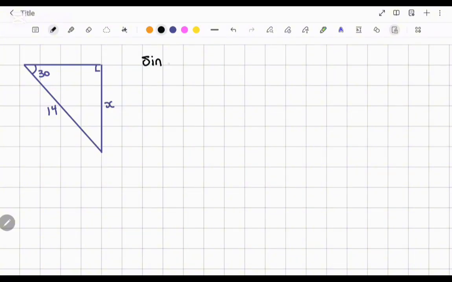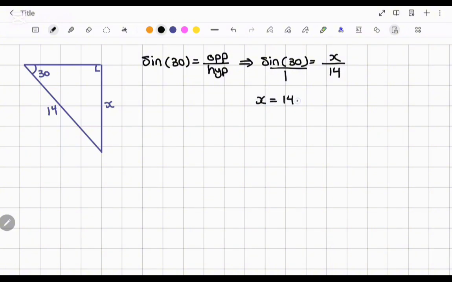So which formula contains opposite and hypotenuse at the same time? It's sine. So sine of 30 is equal to opposite over the hypotenuse. So it's going to be sine of 30 is equal to x over 14. In order to find this, you will do crisscross. So x is equal to 14 times sine of 30 degrees, okay? This is degrees. You will put this in your calculator and it's going to give you this. So x is going to be 7.